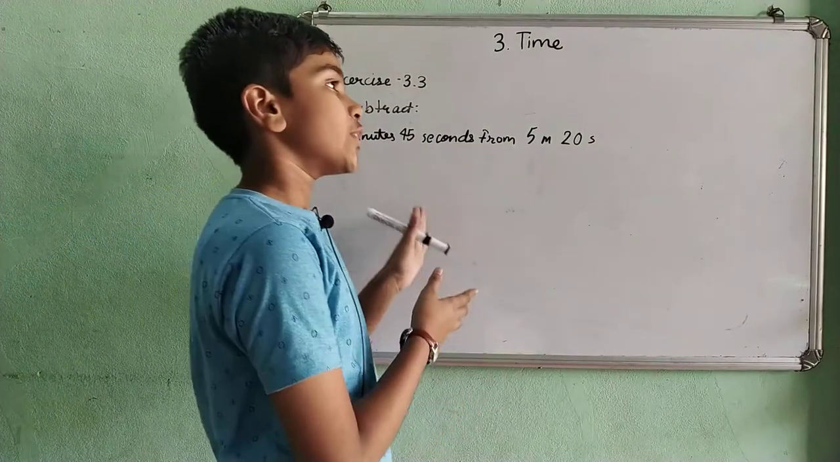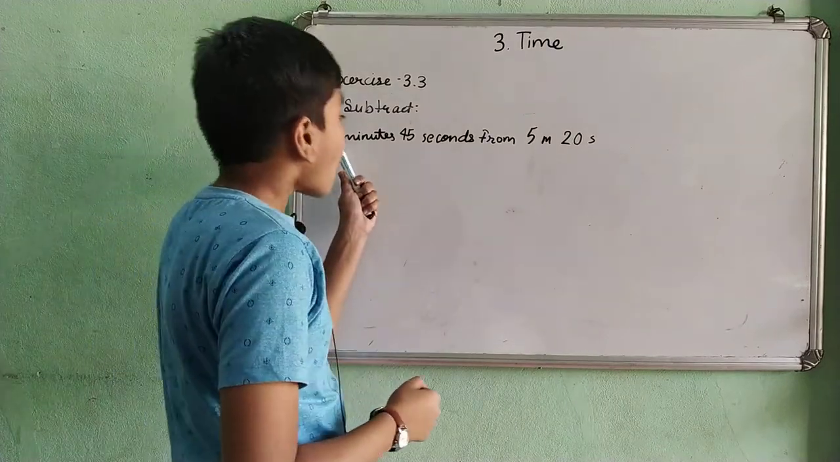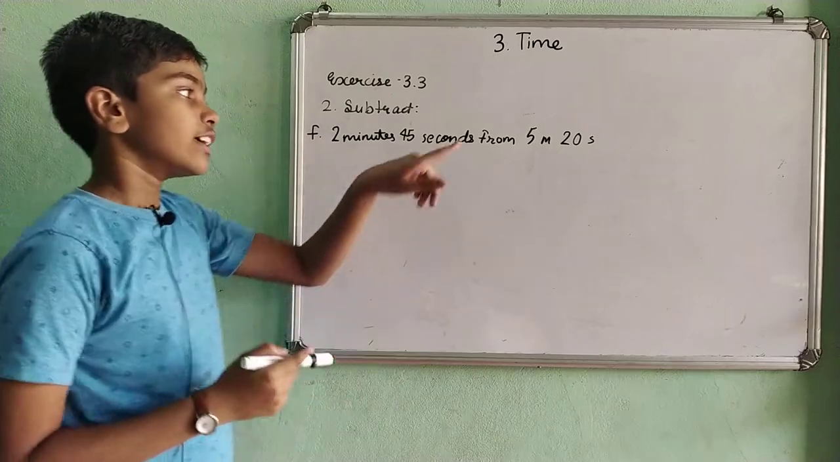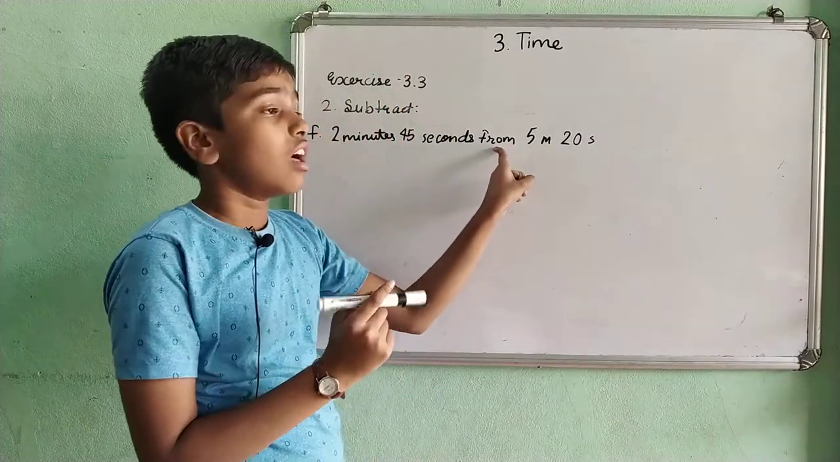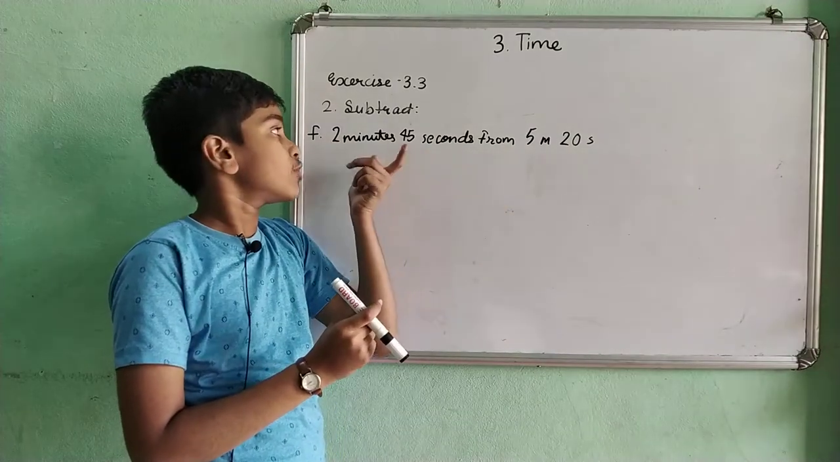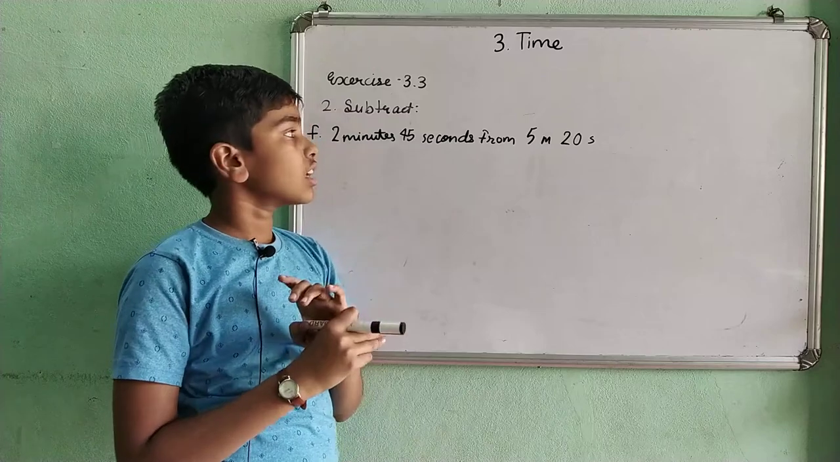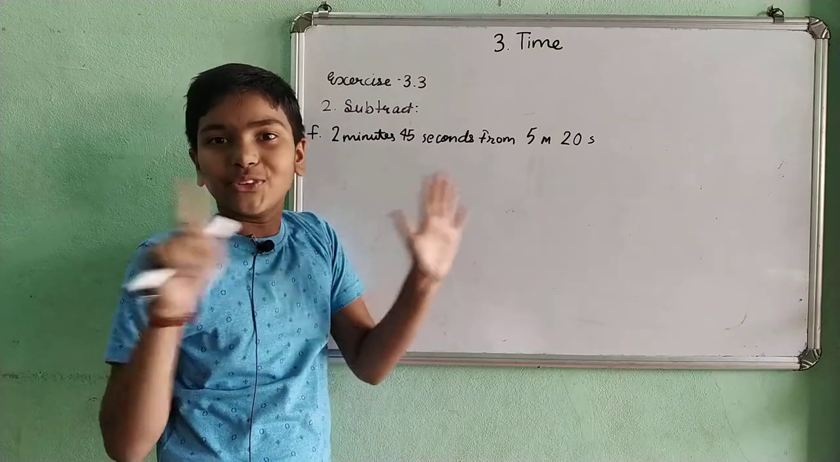Okay, so we have this example here. The sum is 2 minutes 45 seconds from 5 minutes 20 seconds. Here they have not given a subtraction sign. They have given "from." What is the meaning of "from"? Everybody will do 2 minutes 45 seconds, 5 minutes 20 seconds, and you will say it's not any question. No.